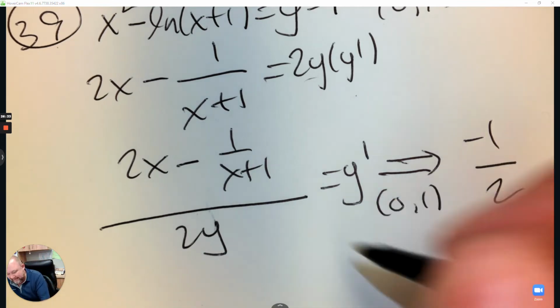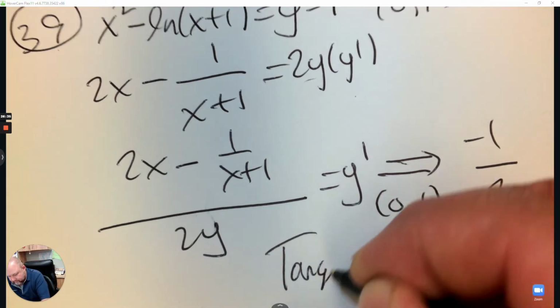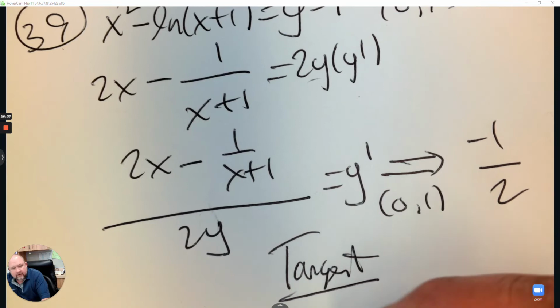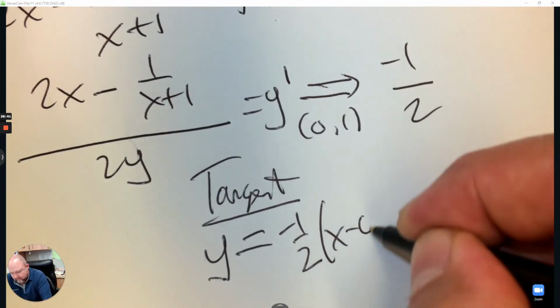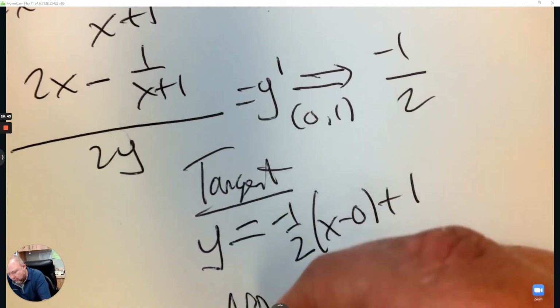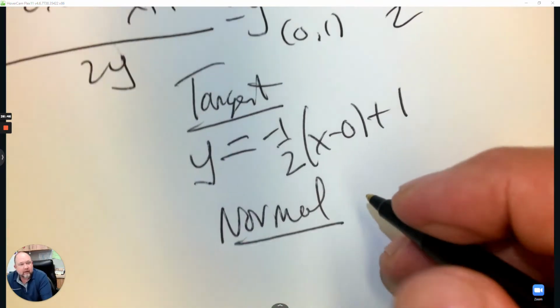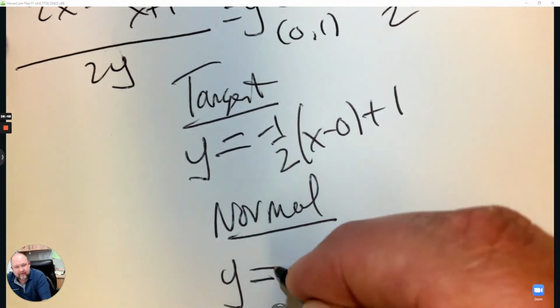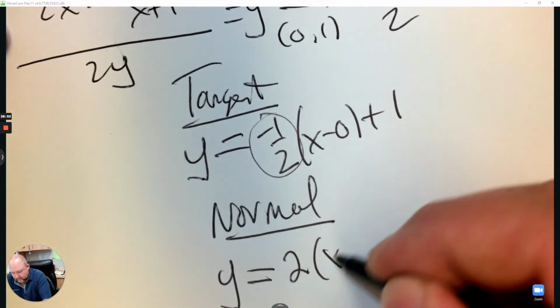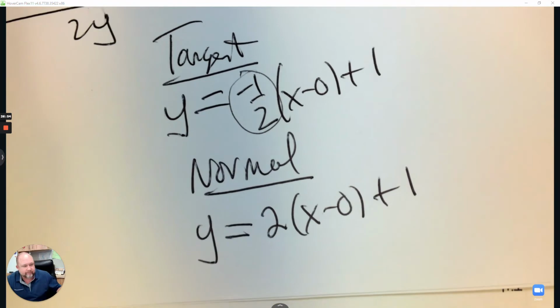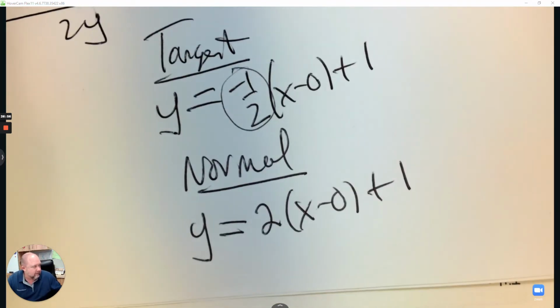So that means the tangent line is y equals negative a half times (x minus 0) plus 1. The normal is the perpendicular. It's the opposite reciprocal. So it's positive 2 with the same thing. Perfect.